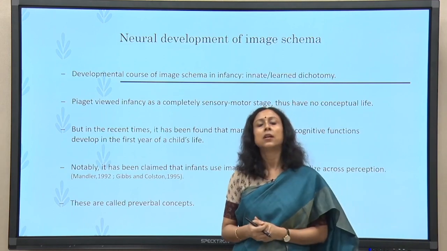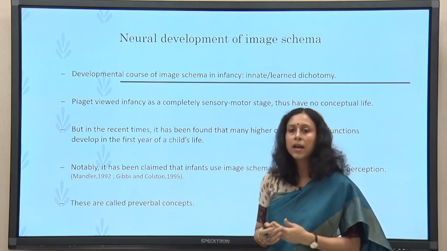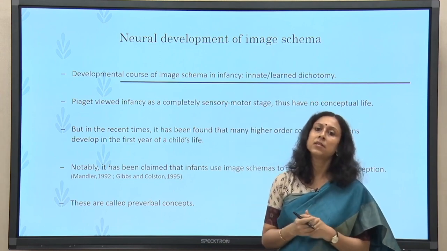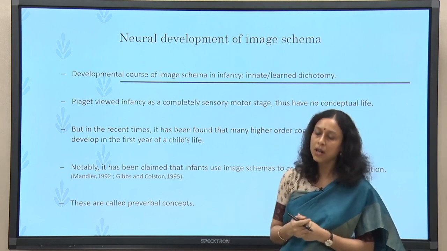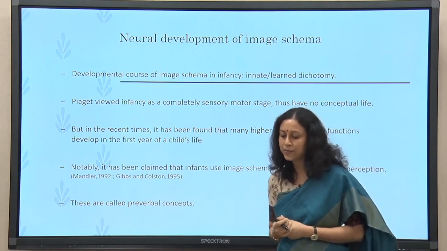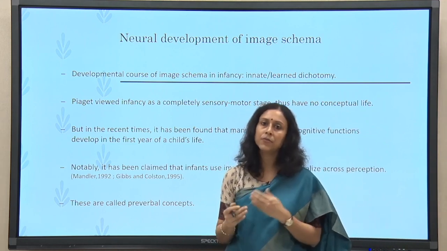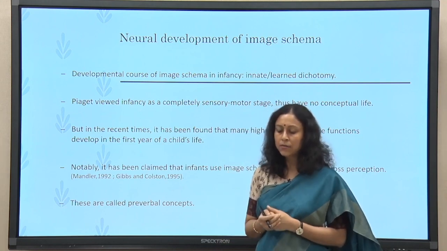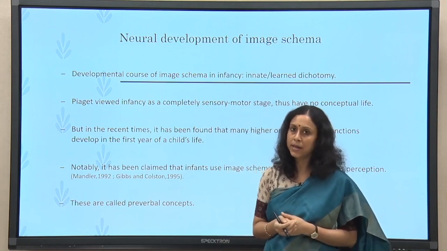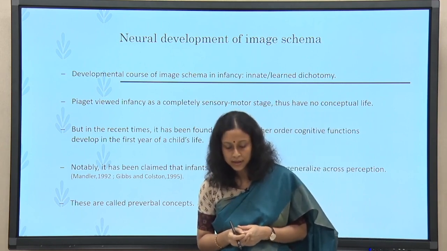Then of course, like we have been saying from the beginning of this course, for every linguistic aspect we have been trying to connect with the cognitive as well as the neural underpinning. In this case as well, when we talk about image schema, we have seen it in language, we have seen it in metaphor creation and so on. Now, there is also the neural underpinning of it. We have briefly talked about it in the introduction.